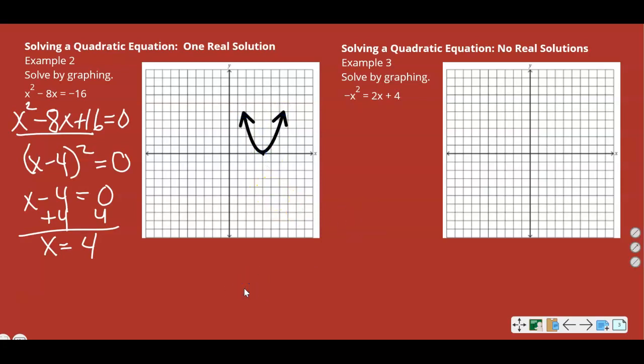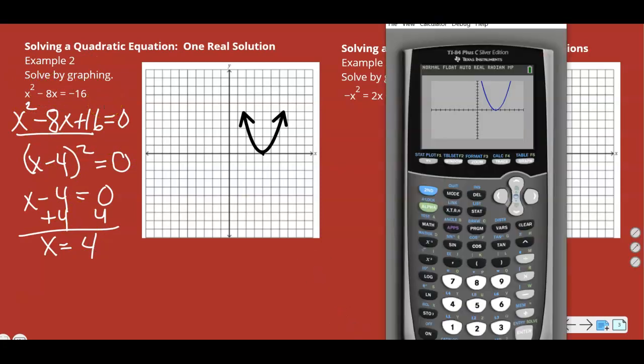All right, and then it always says to check it. So how would we check it? We would simply take 4, plug it back in, and see if it works. So let's do that. This time we can plug it into the original equation. So let's do 4 squared. You can put it in parentheses, but since it's a positive number, you don't have to. Minus 8 times 4.